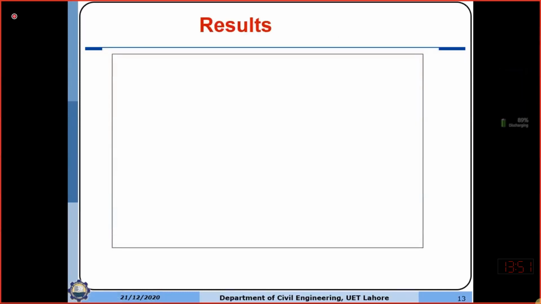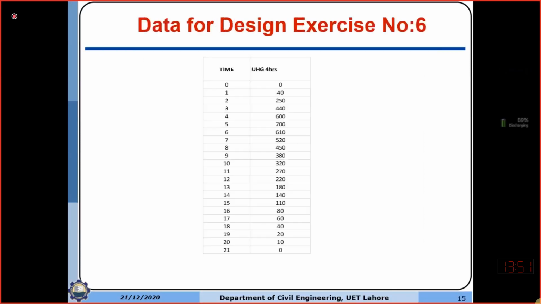And then you will write the results that you have obtained: the required S curve, the maximum ordinate of the S curve is this much, and you have obtained the required duration of the unit hydrograph, and the maximum ordinate reduces by this much percentage or this much value, and similarly other results can be mentioned. And then you can comment on the results. And then this is the given data to you. So this is all about today's design.